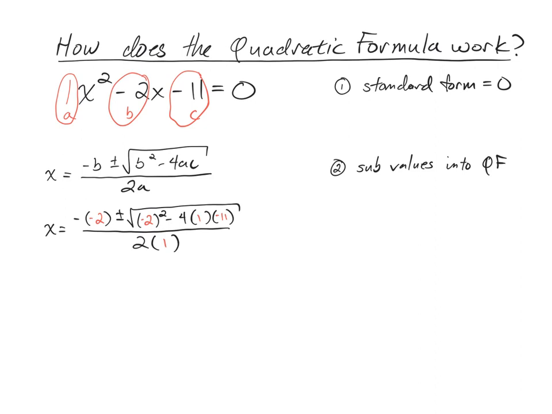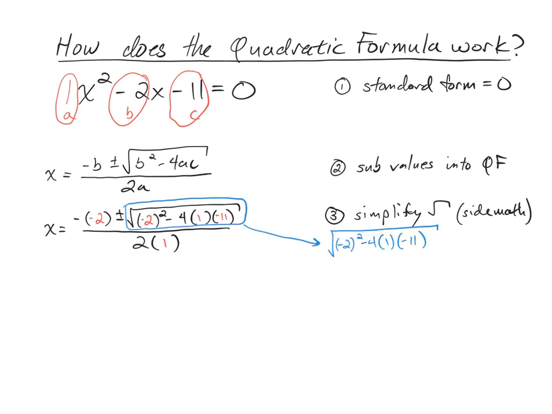Then what I like to do is to simplify this square root. And we're going to do this all in one step. So this is going to require a little bit of side math, and I'm going to do it right over here under step 3. So I'm just going to look at this square root here, and I'm going to simplify the radicand using the order of operations. So I'm just going to see if there's anything inside the grouping symbols I can simplify.